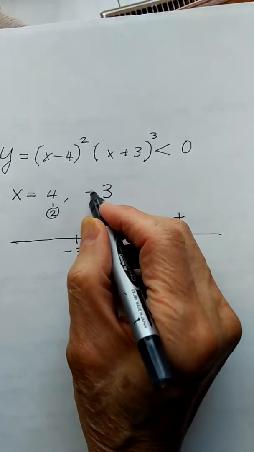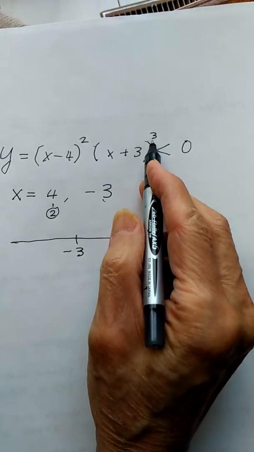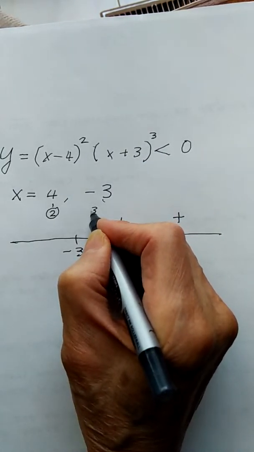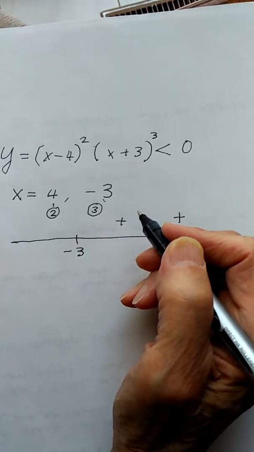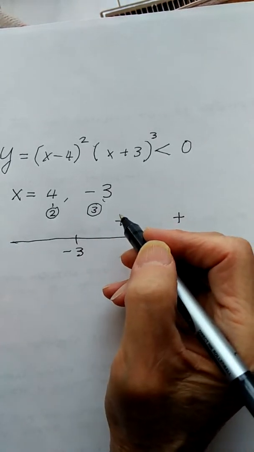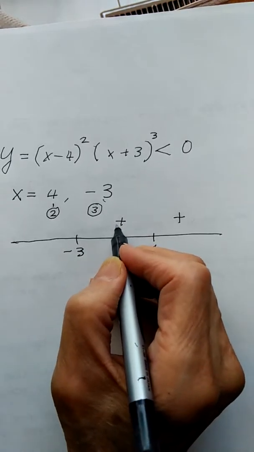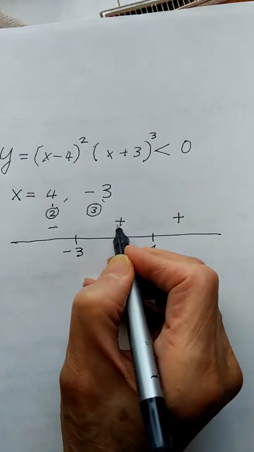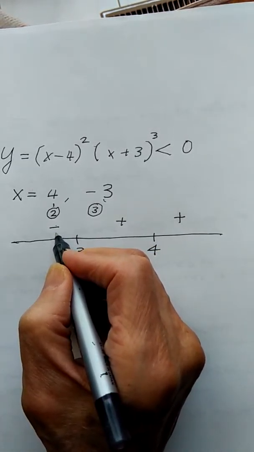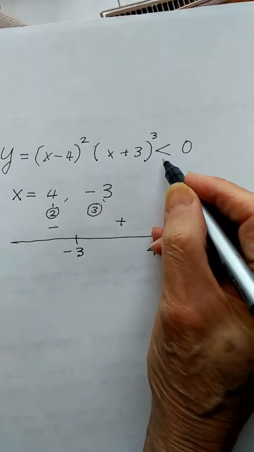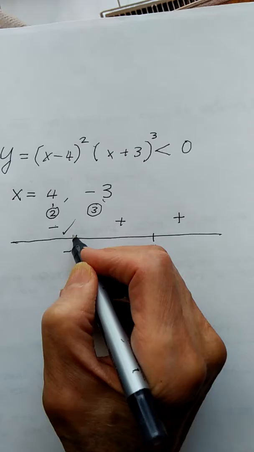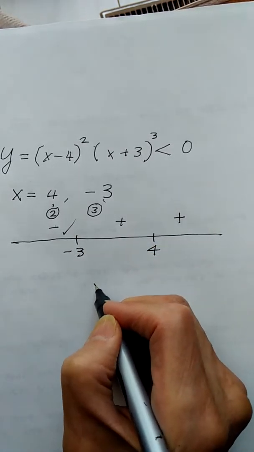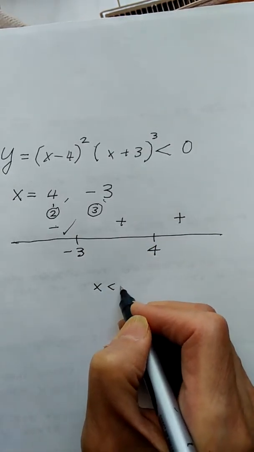This -3 is order 3. Now, order 3 is an odd number. For odd number order, you change sign. So plus becomes minus. Now look at here, I want minus. So this is the interval I want. So what is the answer? X is less than -3.